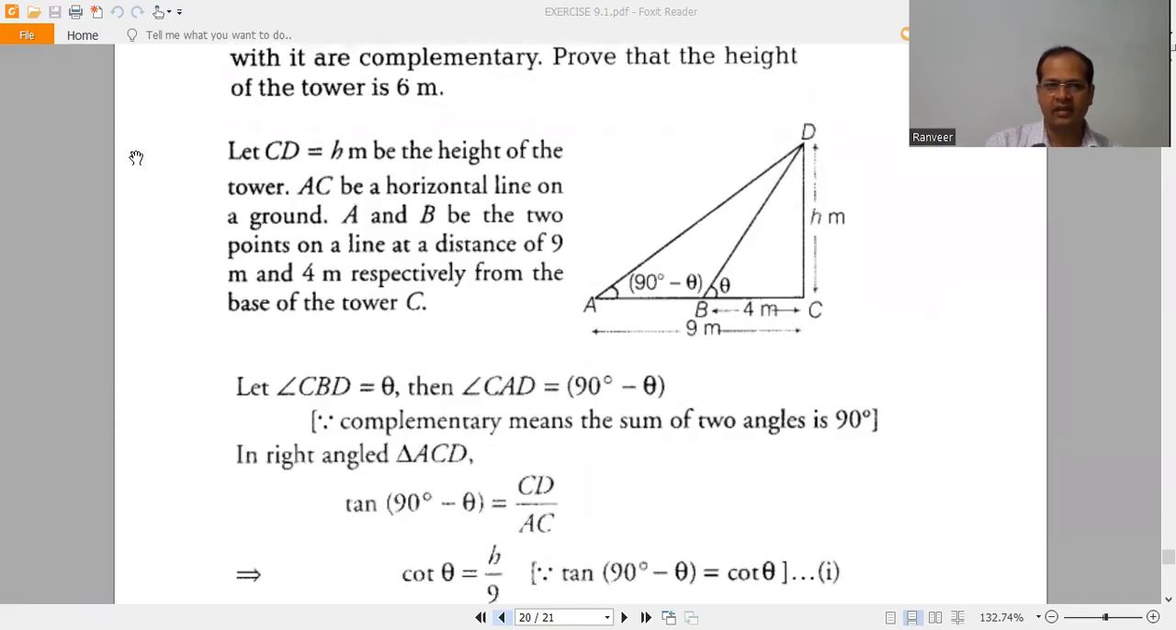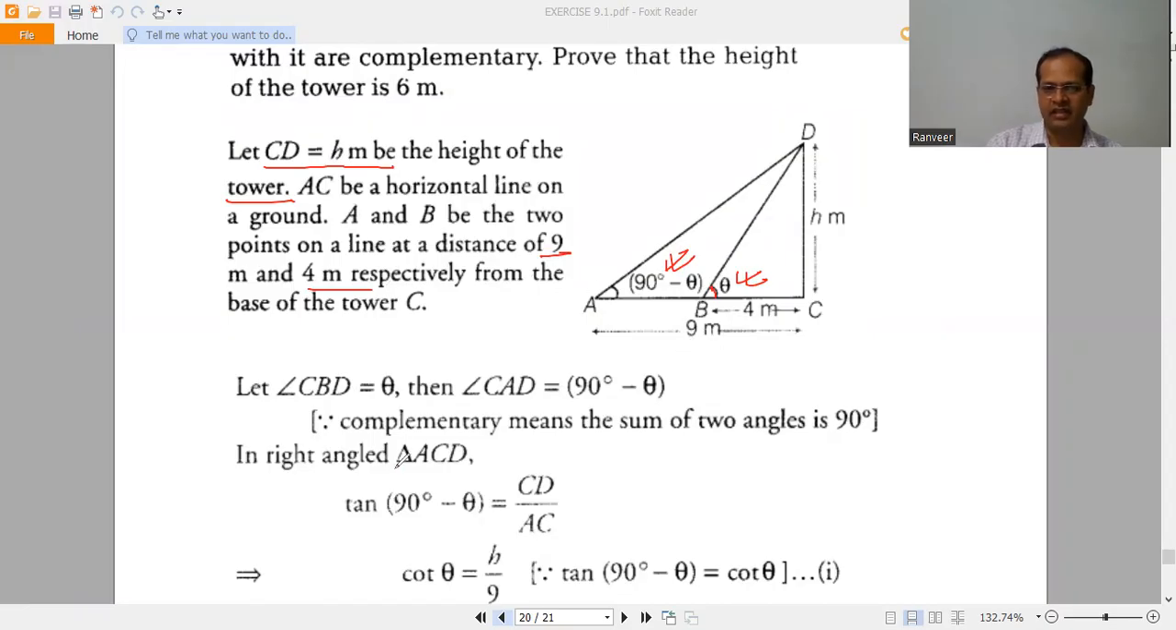Now let CD be the height of the tower. AC is a horizontal line on the ground. A and B are the 2 points on the line at distances of 9 meters and 4 meters respectively, as shown in the diagram. Now, if this angle is theta, then this is the complementary angle, 90 degrees minus theta.